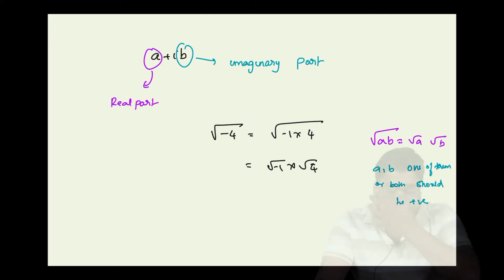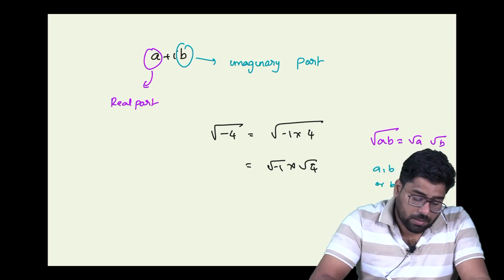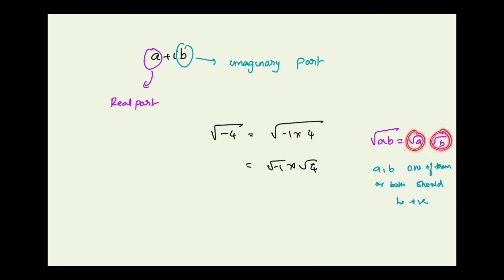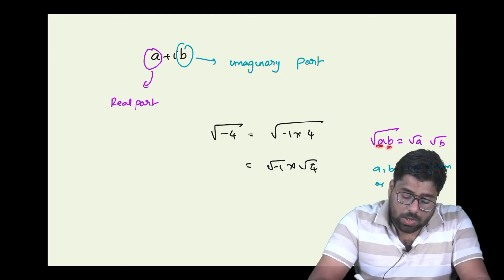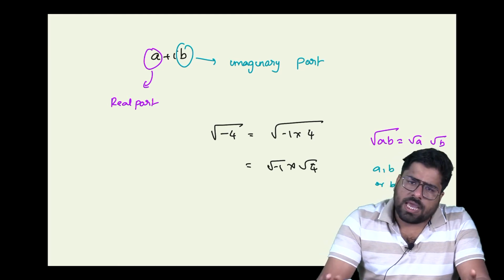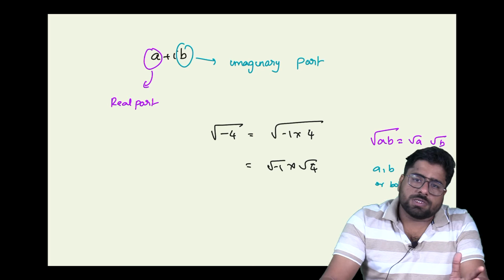That means I can write square root of AB as square root of A into square root of B if either A or B is positive. Either one of them needs to be positive. Even if both are positive, that is also acceptable.